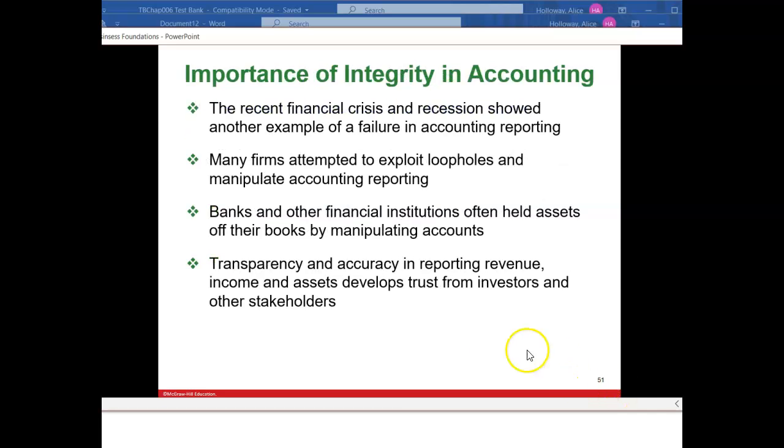Now this gives you the last actual slide we'll talk about. Basically, there's the importance of integrity in accounting. The recent financial crisis and the recession showed another example of failure in accounting reporting. It's important that our numbers stack up and that we hire good accounting firms with good accounting practices. Many firms attempted to exploit loopholes, and that's where the issue came in. You want transparency and accuracy in reporting revenue numbers and income to investors.